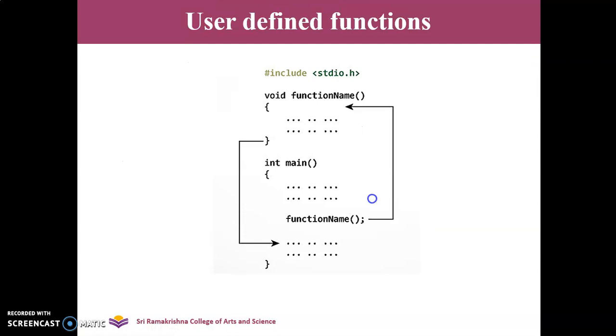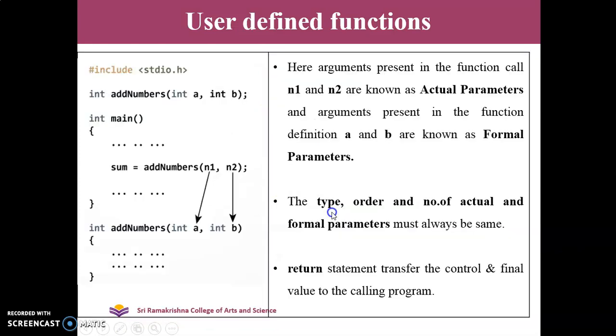This diagram explains the flow of control of our compiler. Whenever the compiler encounters the function name, it goes to the actual body of that particular function. Once that function body has been executed, the control comes back to our main function. This is the flow of our compiler's control.